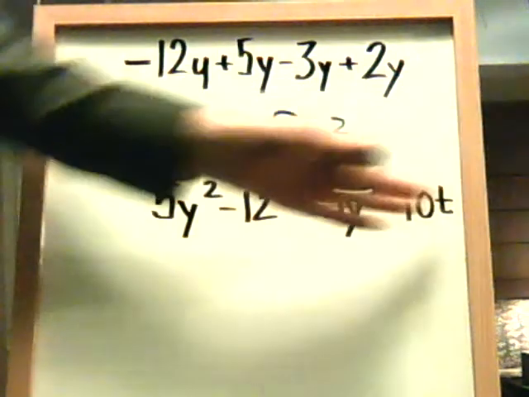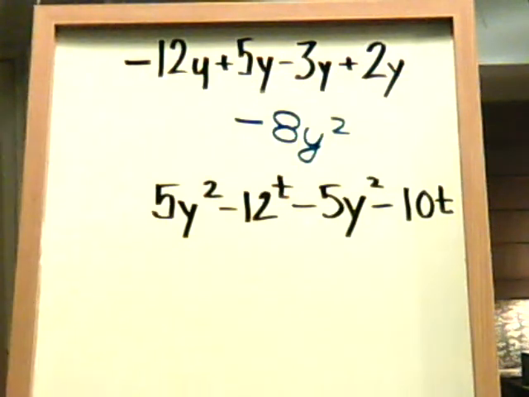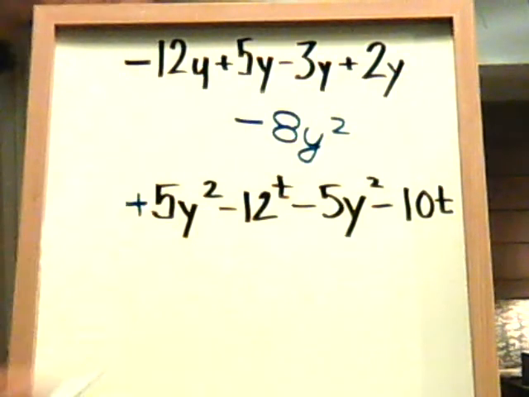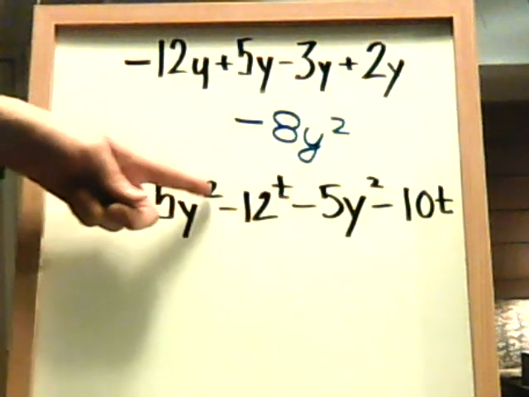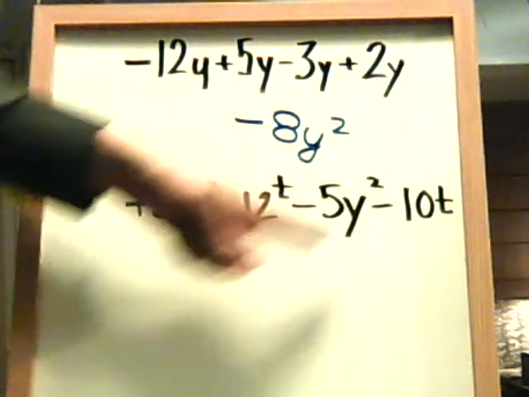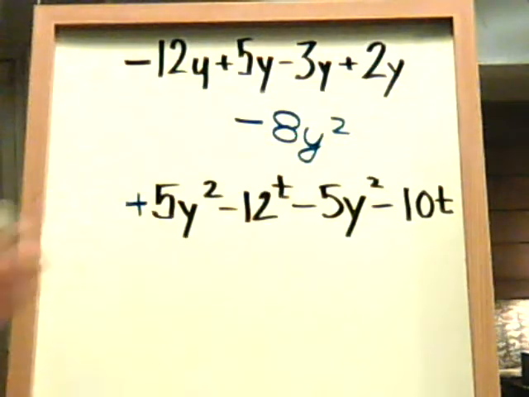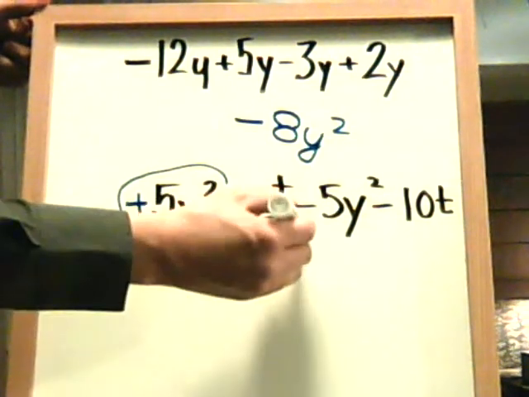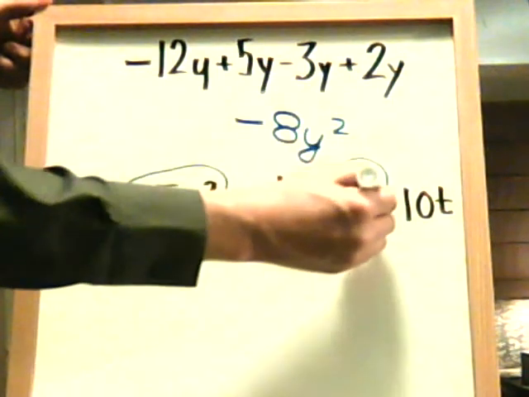Okay, now on the next one, this one, they are not all like terms. One of the things I always have people add is the positive sign out here. No sign on the front means positive. When we look at this, the first one is y squared. Then we have t, y squared, and t. So the like terms are, first of all, y squared and y squared.